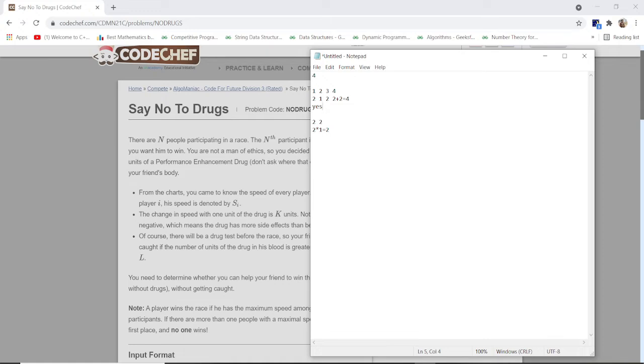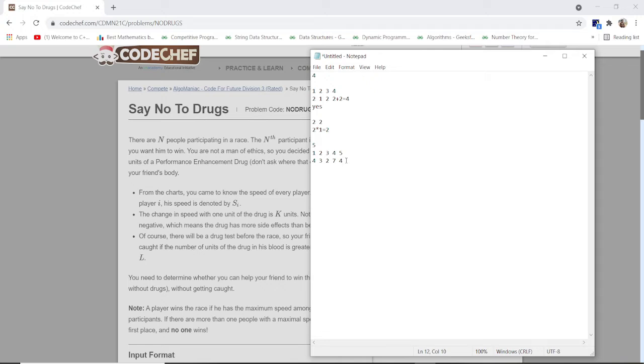I hope you guys get the point. Now take another example. Suppose there are 5 players, 1 2 3 4 5, and the speeds are 4 3 2 7 4. What is the maximum speed here? 7, and the fourth player has 7, so the winner is the fourth player, but my friend lies in the last. So this is my friend and his speed is 4, so he is not the winner.